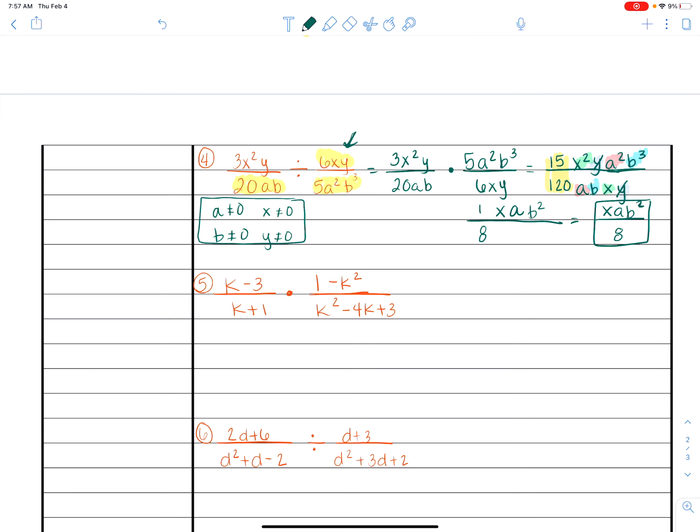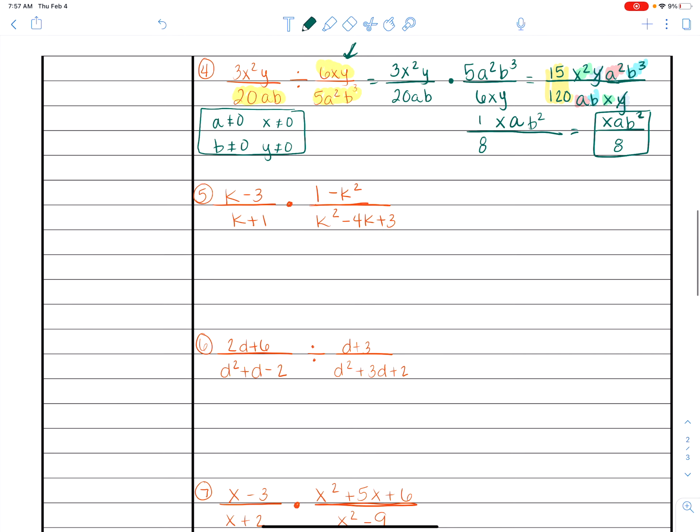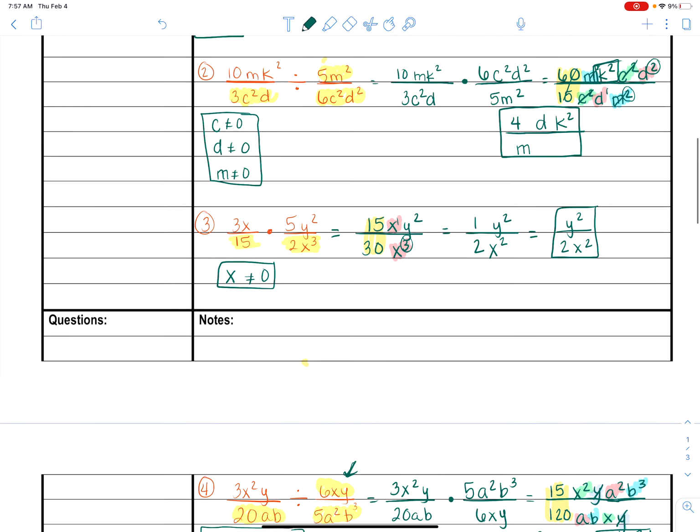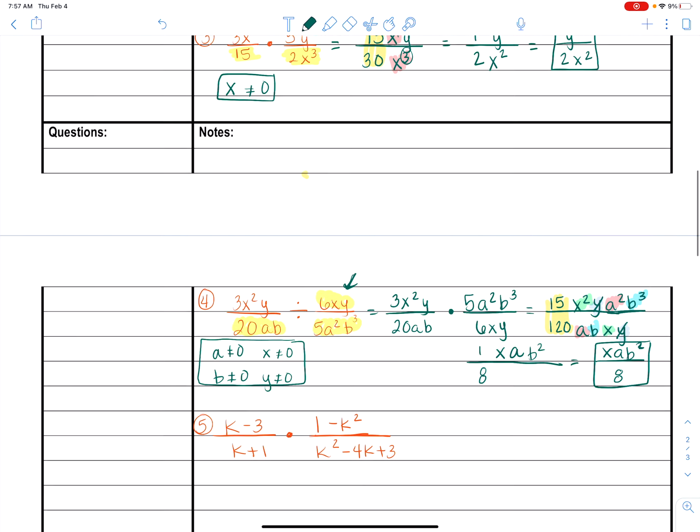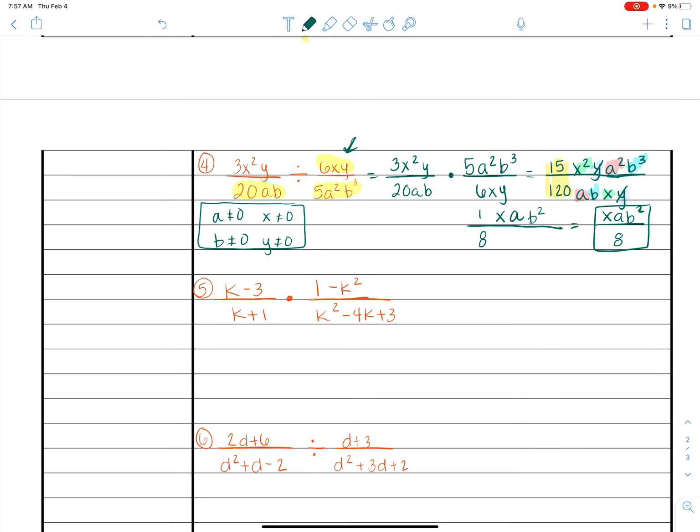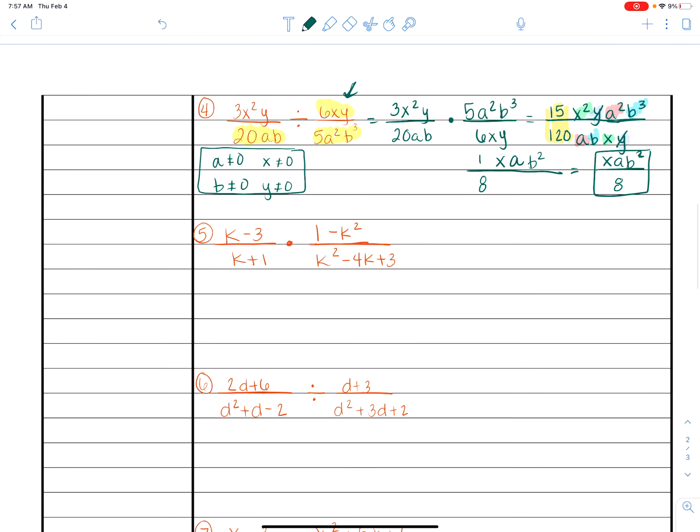All right, next. Okay, now we're getting into polynomials that are bigger than just, all of these are just monomials, one term. So we did 1 term times 1 term. But now we've got binomials, so 2 terms, and trinomials, 3 terms. So things are going to get a little different, but it's really not bad.